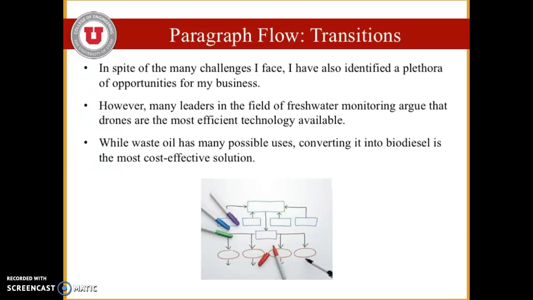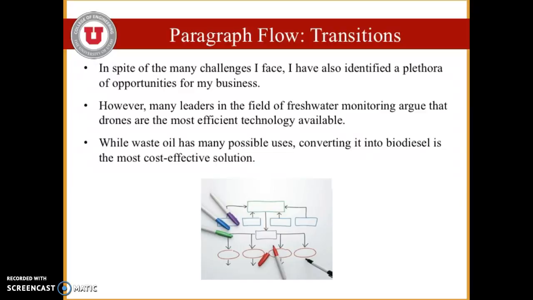Here are a few examples of strong topic sentences for paragraphs. The first: in spite of the many challenges I face, I have also identified a plethora of opportunities for my businesses. The first clause, in spite of the many challenges I face, probably refers to a paragraph above that discusses the challenges you face, right? And now you're declaring to the reader that you're going to shift trajectories and start talking about opportunities. This is great. You're flowing from challenges to opportunities and using transition words like in spite of and also.